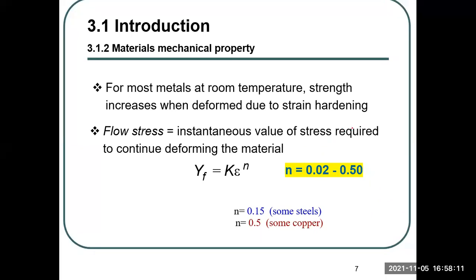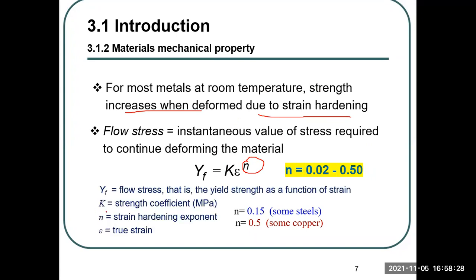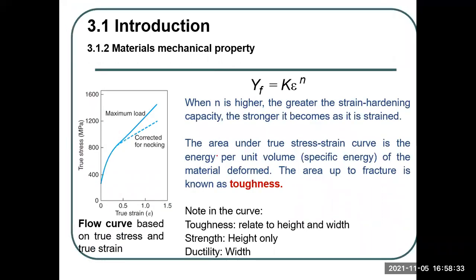Then there's also the flow stress. There's a very important concept here, which is this N. Most metals at room temperature will increase in strength when you increase the strain, so we call it strain hardening, with the strain hardening exponent. When N is higher, the greater the strain hardening capacity, the stronger it will become as it's strained, okay?